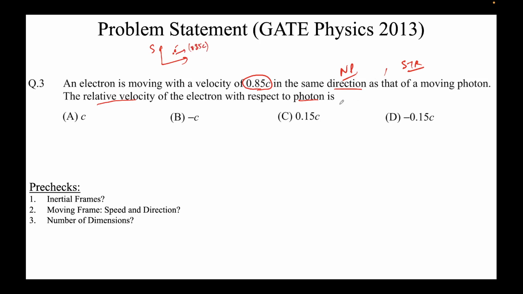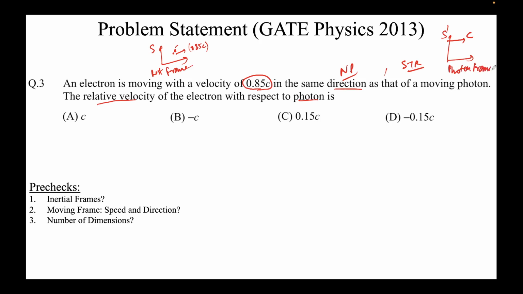Secondly, it says that the photon is also moving. Let's say that is the S prime frame. This is the photon frame. The photon is moving at a speed c with respect to this rest frame. This is our rest frame, and this is our photon frame.